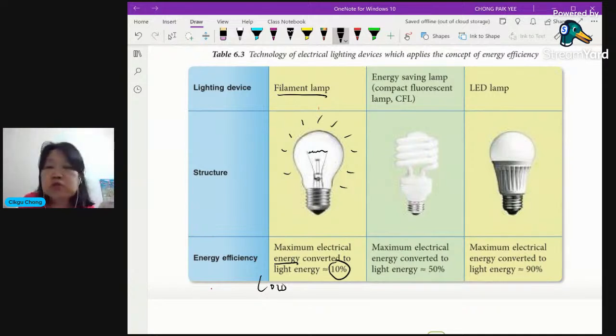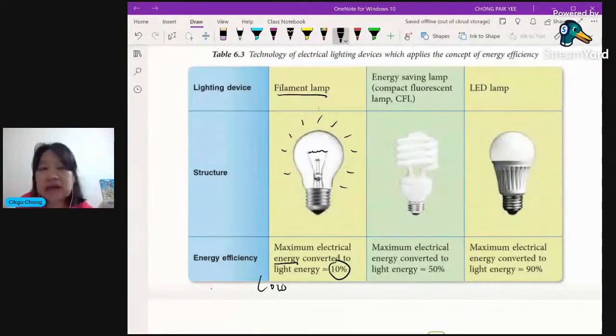Number one, very low brightness, because only 10% of the energy you give becomes light. The rest of it has become something else. Number two, it doesn't last long because your filament here can burn out easily. Maybe it will last for 2 or 3 years, then you have to throw away your bulb and buy a new one to replace the old one. So it's not lasting and it has low energy efficiency. That's why we developed other types of bulb.